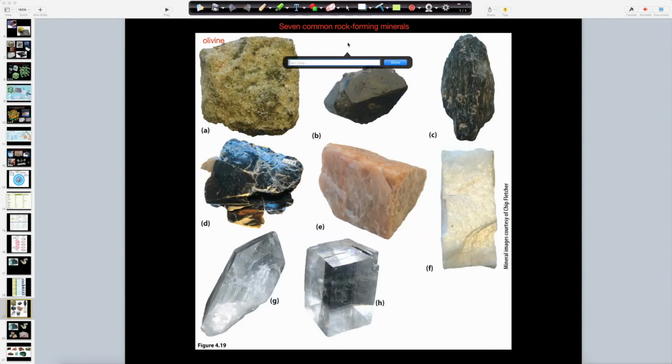The next one is pyroxene, which is from the pyroxene group, is your single chain silicate. It has the 2 planes of cleavage at 90 degrees. The next one is hornblende. Hornblende is an amphibole. Once again, it has 2 planes of cleavage not at 90 degrees, which is 120 and 60.